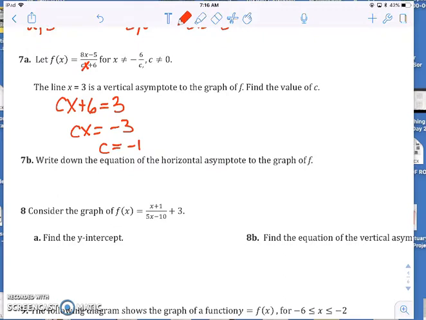Write down the equation of the horizontal asymptote. Well, if we have 8x plus 5 over negative 1x plus 6, the degrees are the same, so it's negative 8 over 1, or negative 8.